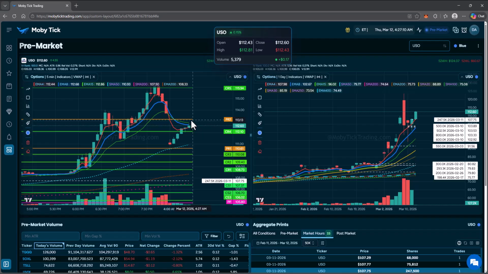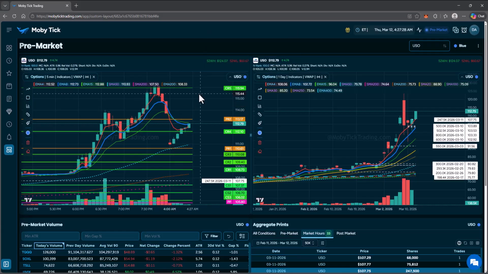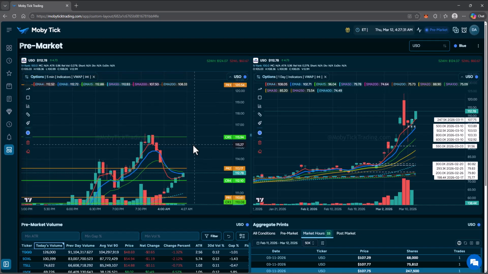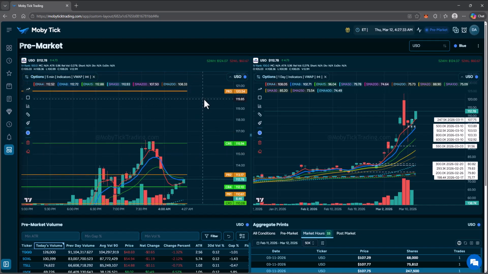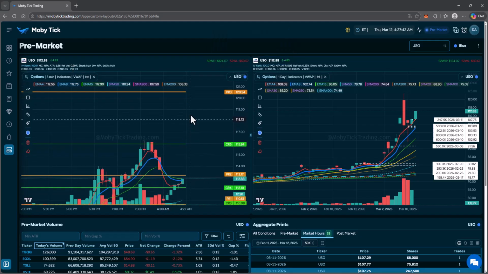So let's make this 113.25. I'm just scratch this out on my piece of paper. So 113.25. Target 114, 115, 115.94. Then we've got 117, 118, 120, 120.54 is R3. So that gets us almost our $5. That gets us our $5, $6 here on that.